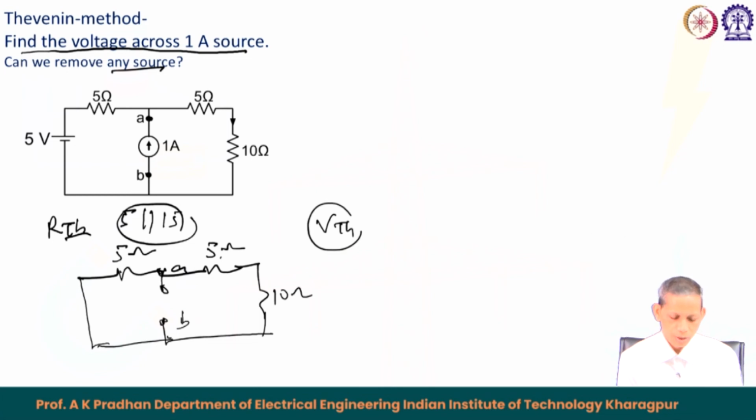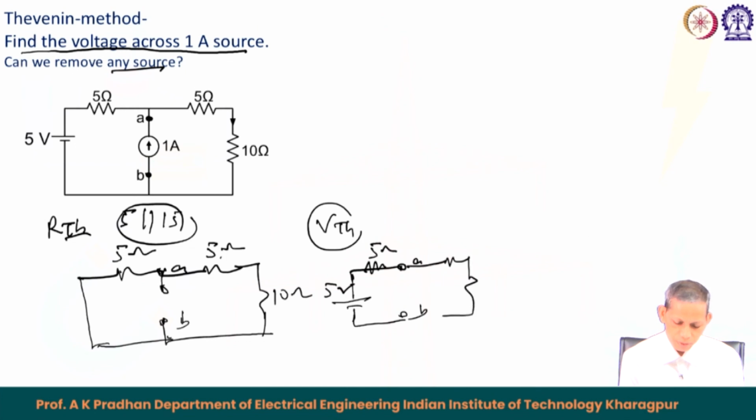Now, when we go for VTH, what do we do here? For VTH we keep the AB terminal open circuit and find the voltage. So, this is 5 ohm, this is 5 volt, and this side is 5 ohm and 10, 5 and 10. Now you find the AB terminal voltage. So, this is driving the current, and the voltage across the 10 plus 5, that is 15. So, this becomes 15 into the current, which is 5 upon 20. This is the VAB voltage, which equals VTH. So, we got VTH.